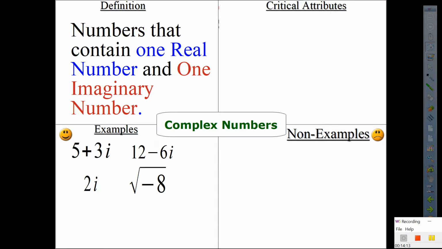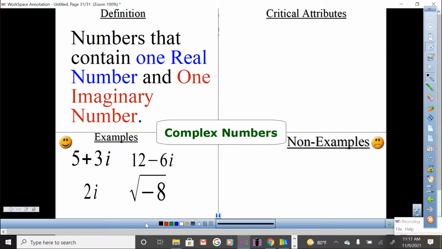Alright, here we go. So, according to the definition, complex numbers are numbers, and they contain what? One real number and one imaginary number. So obviously, if we look at these examples, let me go with the first one, 5 plus 3i. The 3i is my what? Imaginary, which means the 5 is my real number, okay? Look at this one. My real number is 12. What is my imaginary?